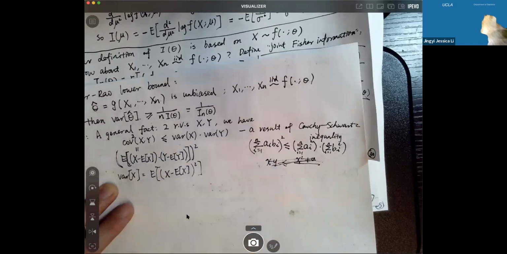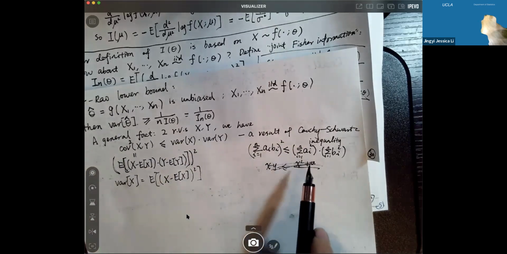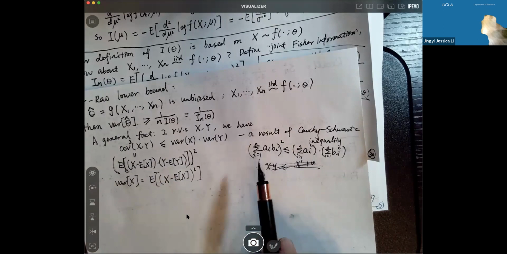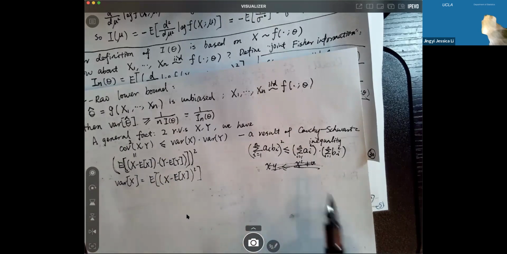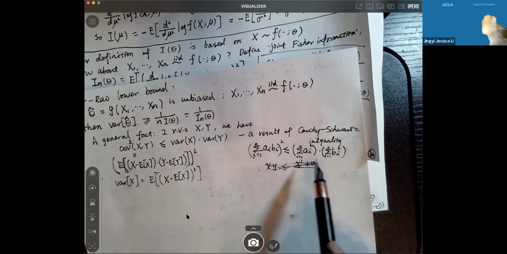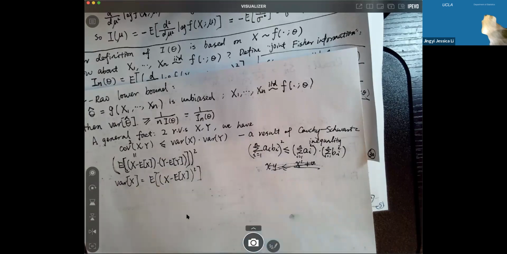Okay. So in other words, you can see in the traditional Cauchy-Schwarz inequality, we are basically replacing the sum by expectation, okay, in each term. So it's just a matter of whether you do the product first or you do the sum first.